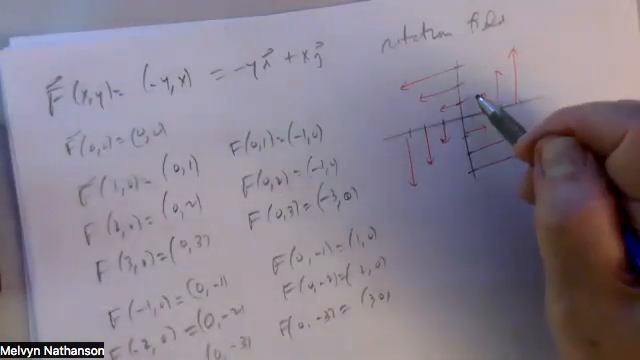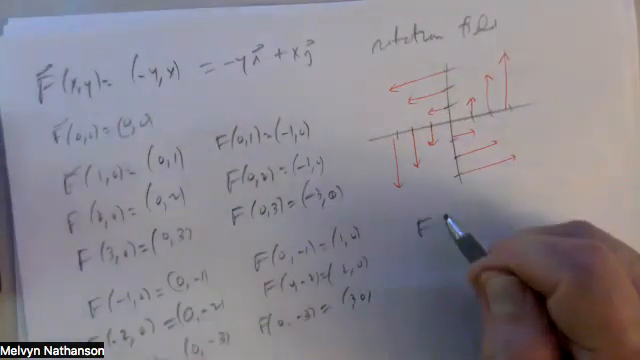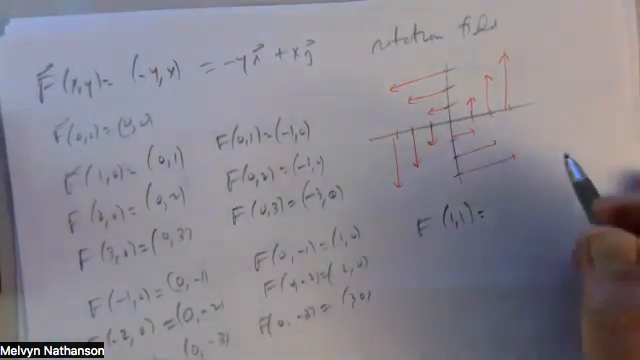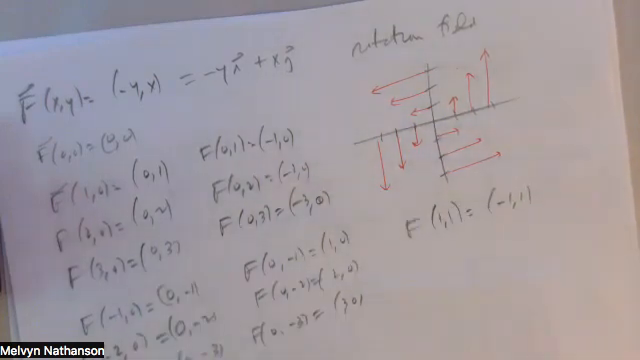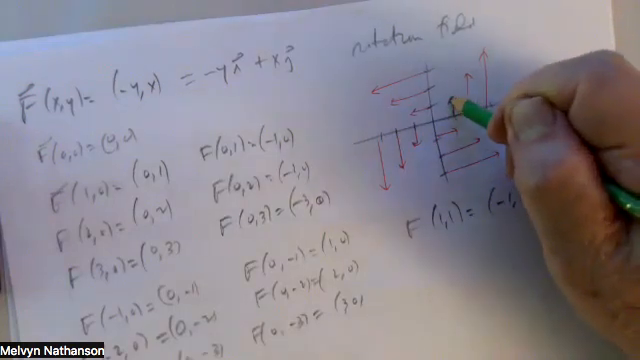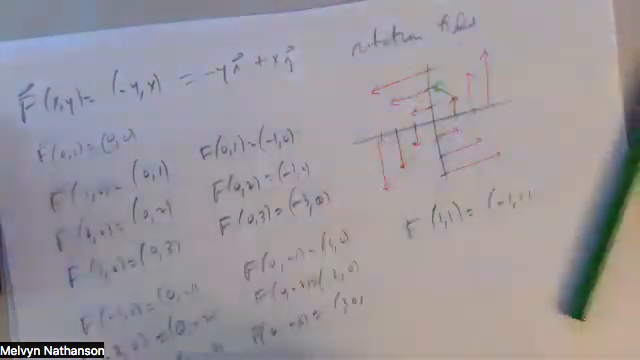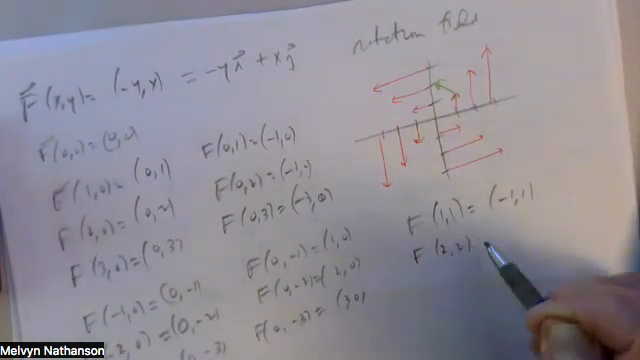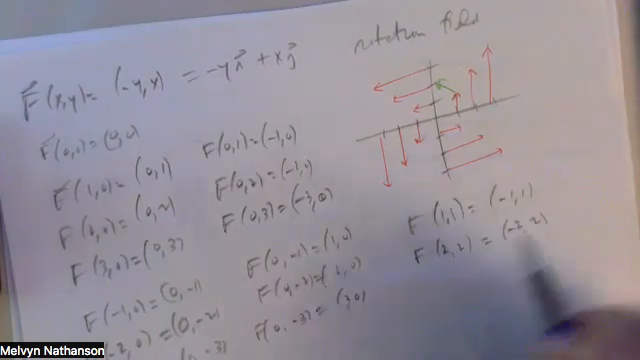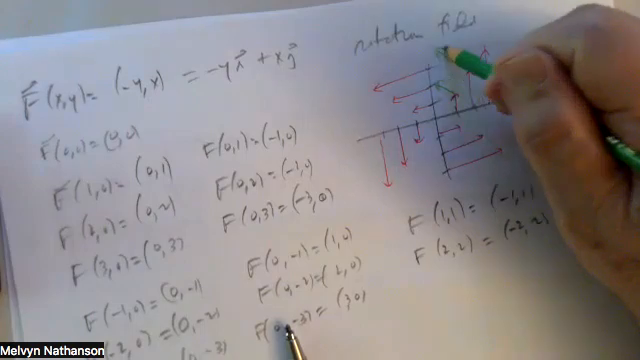What about a point like this? What is f of 1, 1? f of 1, 1 is minus 1, 1. So at the point 1, 1, we're going like this. f of 2, 2 is minus 2, 2. And so forth.